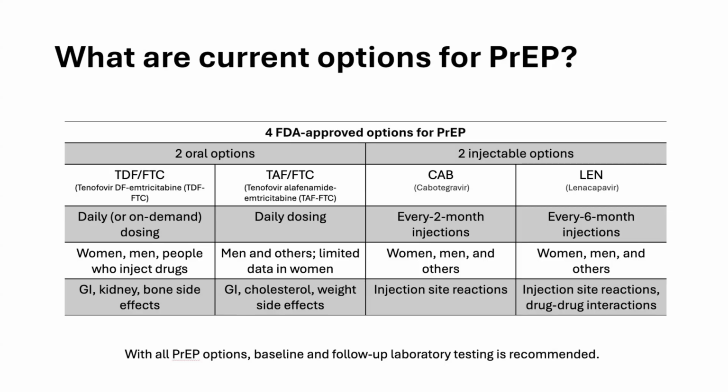Regardless of the PrEP option that a patient takes, some baseline and some follow-up laboratory testing is recommended. And in part, that's to exclude HIV infection because these are not treatments for HIV. They would only be partial therapies for HIV.